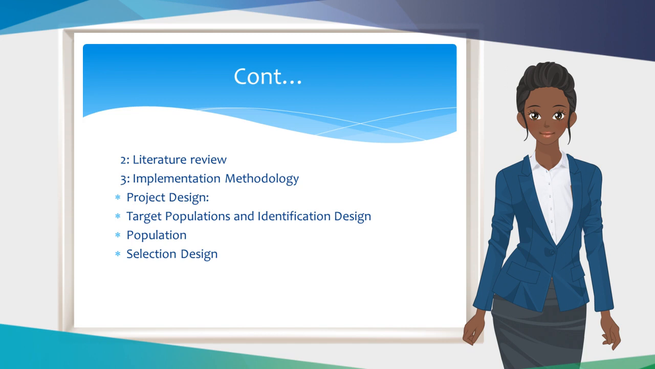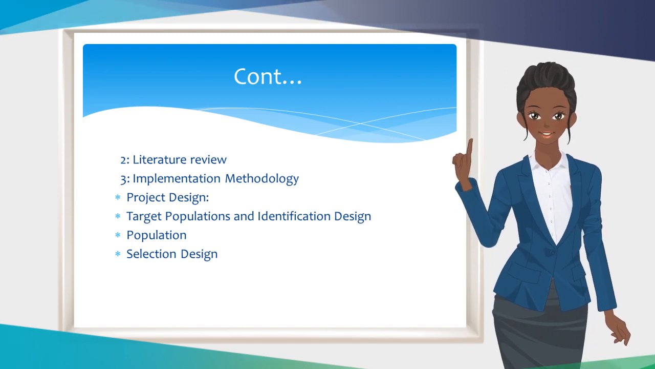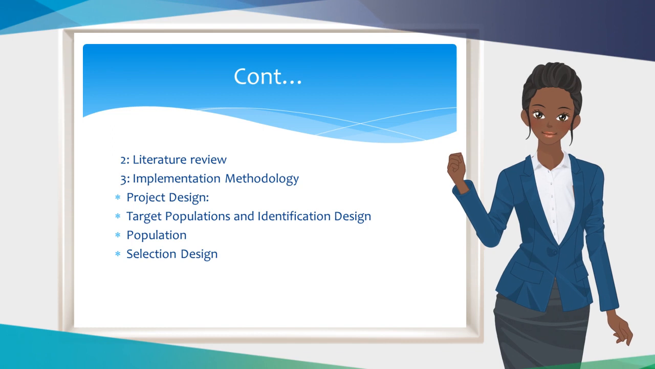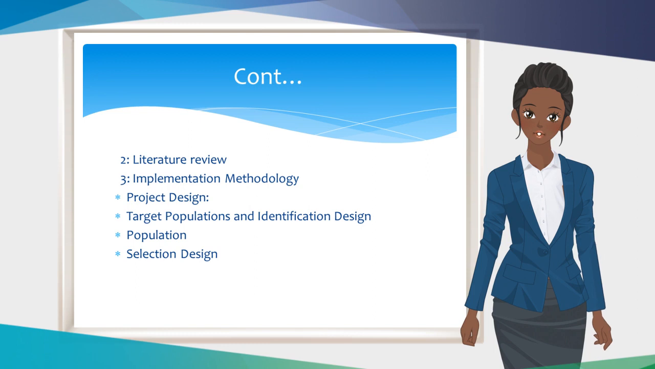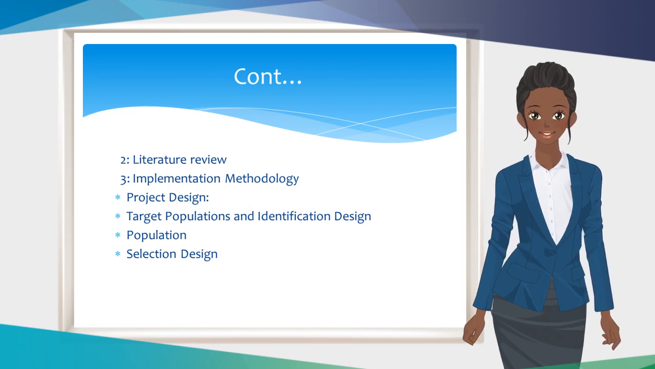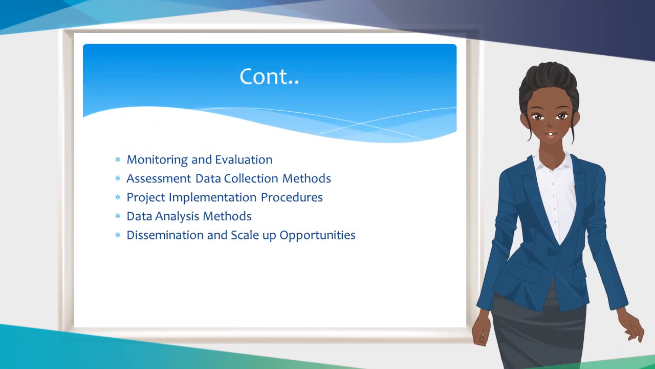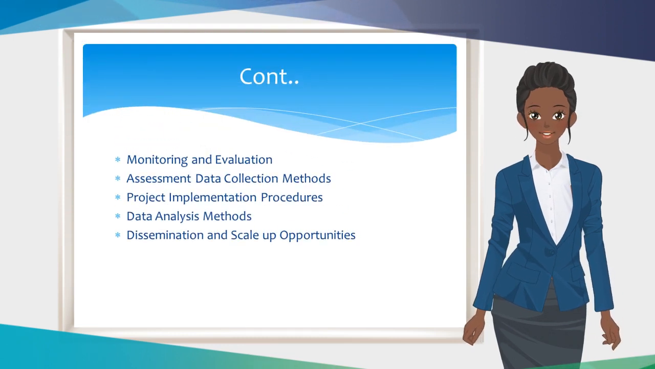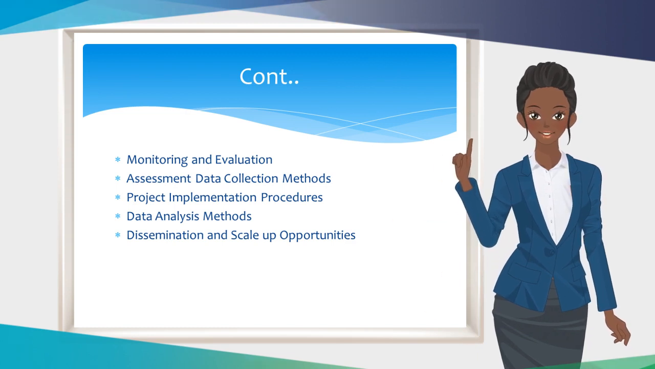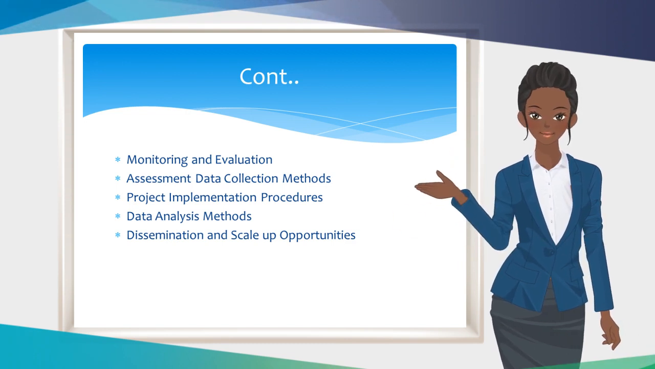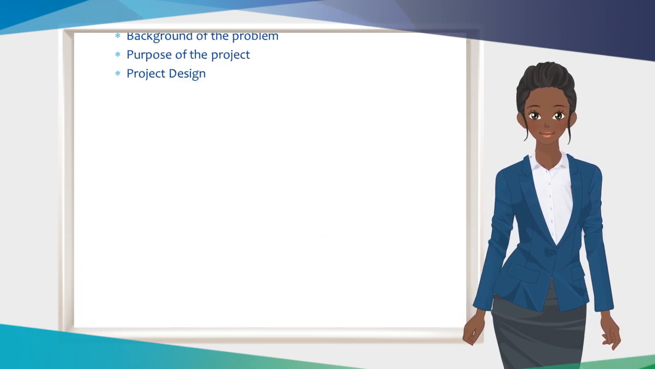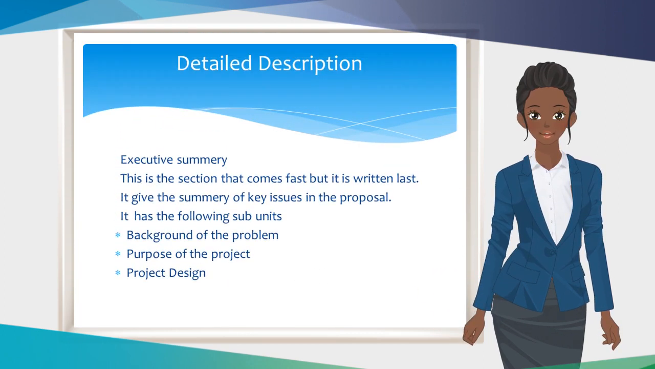Section 2 has the literature review. Section 3 has the implementation methodology, project design, target populations and identification design, population selection design, monitoring and evaluation assessment, data collection methods, project implementation procedures, data analysis methods, and finally, dissemination and scale-up opportunities. We are now going to look at the details of each part.